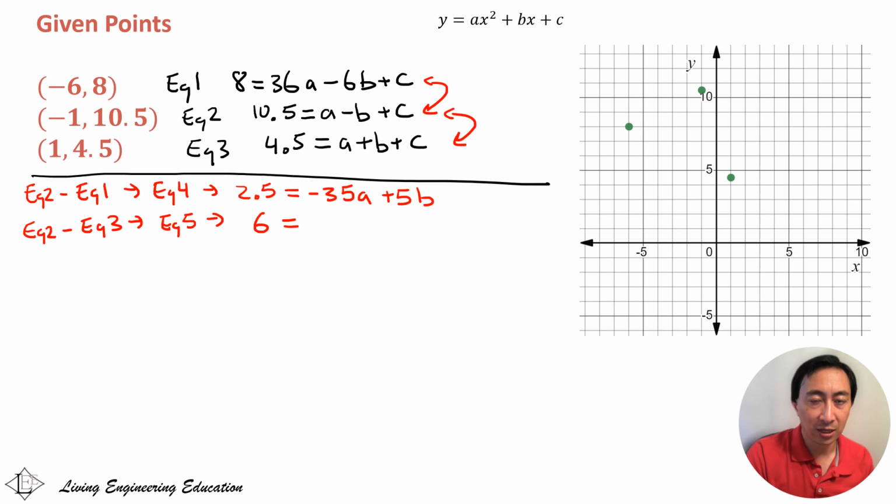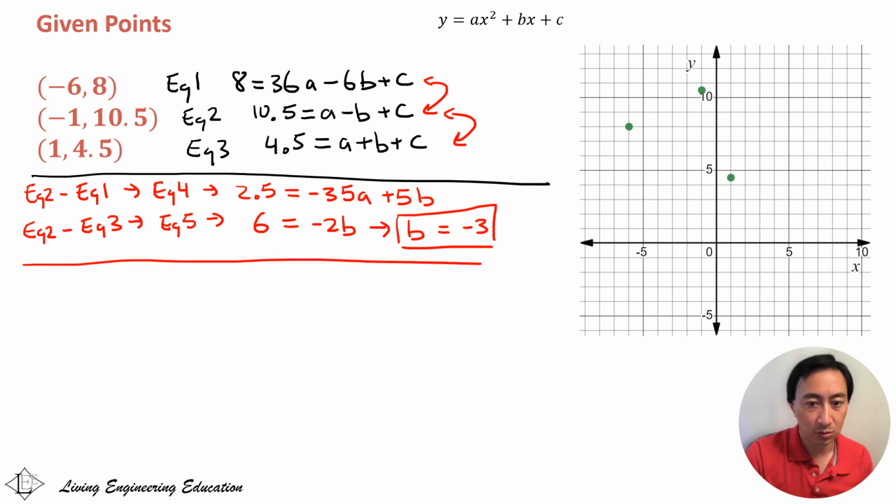1a minus a, that gives me, all right, the a's drop out. And then minus b minus positive 1b, that gives me negative 2b, and then the c terms drop out. All right, so this one nicely gives me my b constant value. So b is equal to negative 3. Okay, so hopefully you got that as well.